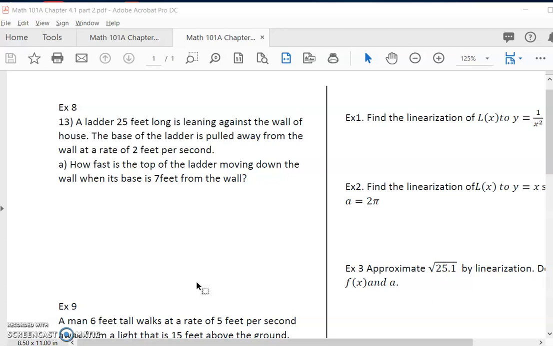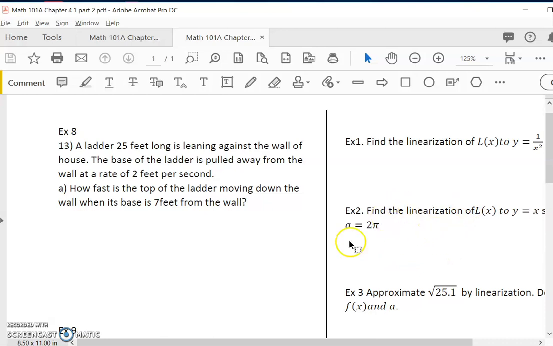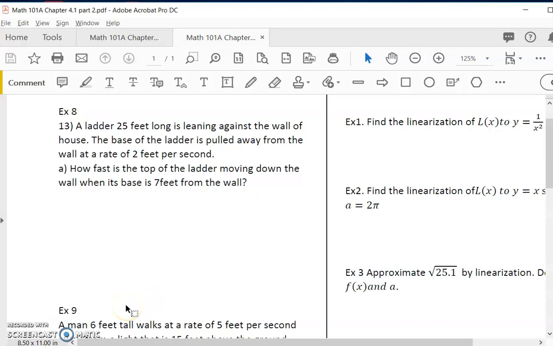The first one is about a ladder 25 feet long leaning against the wall of a house. The base of the ladder is pulled away from the wall at a rate of 2 feet per second, maybe sliding away due to various reasons. But this is what is happening. We want to know how fast the top of the ladder is moving down. From a common sense point of view, you would think that maybe it should still be 2 feet per second because this ladder is fixed, right? But it turns out that it is not.